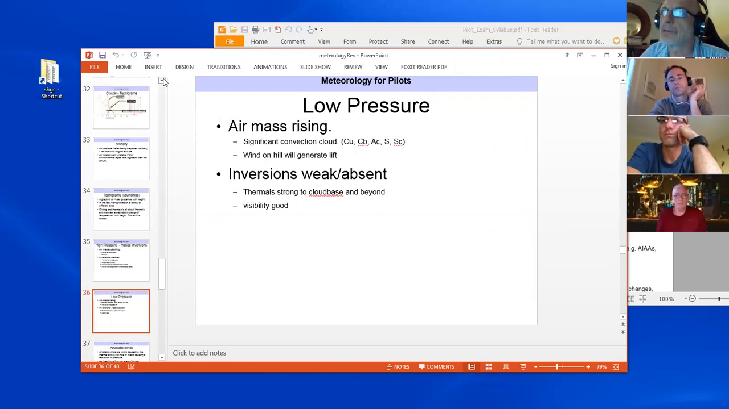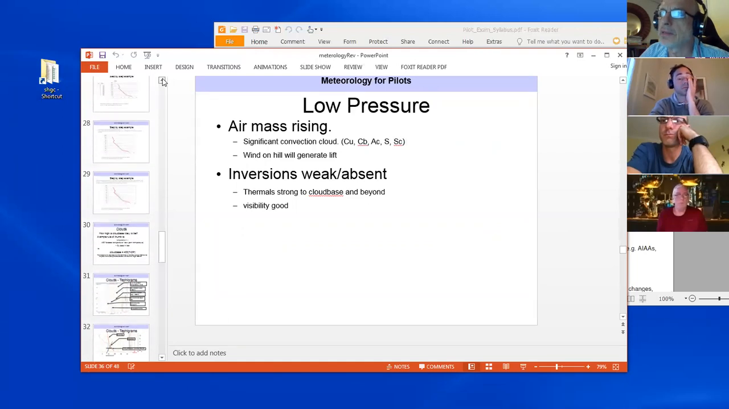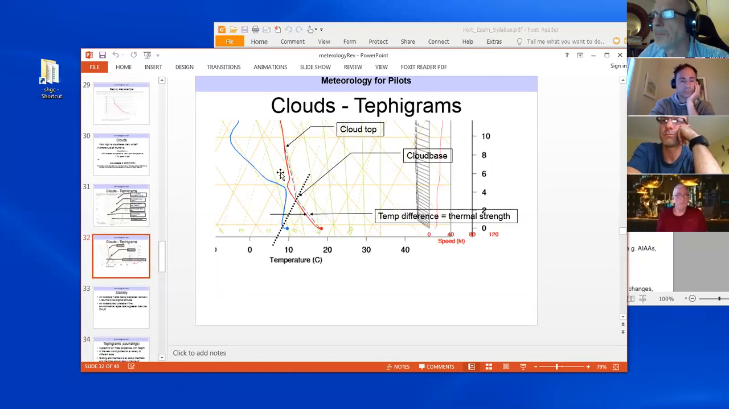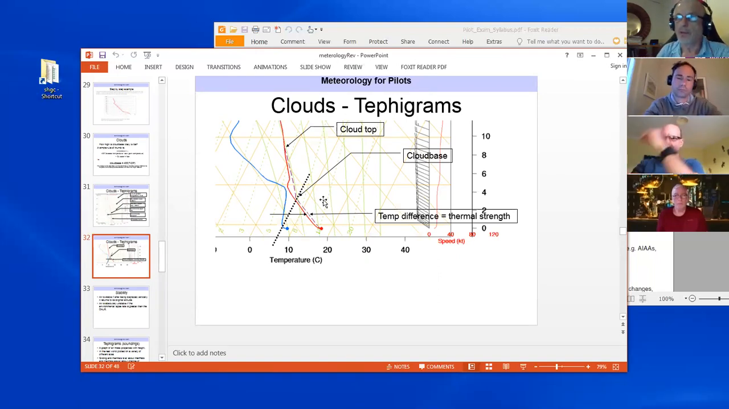So if we went back to one of these diagrams, if this was a high pressure day, and if we take this red line environment, if there was an inversion here before the air can saturate, then you would get no clouds forming, because the air would rise and hit the inversion. The moisture in the air would not have dropped to dew point yet, so there'll be no vapor, so there will be no cloud.